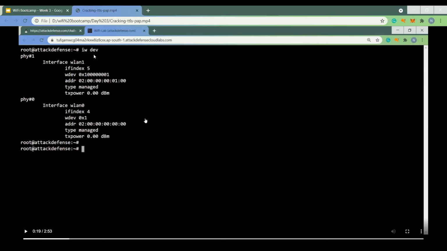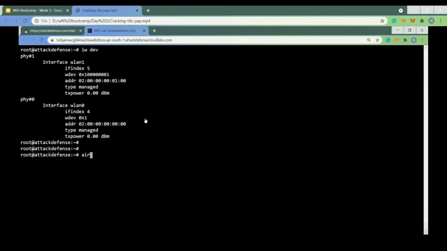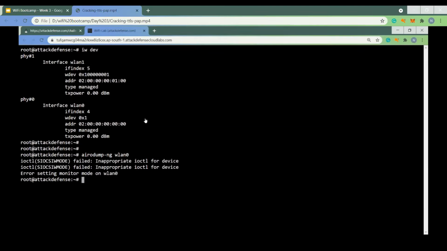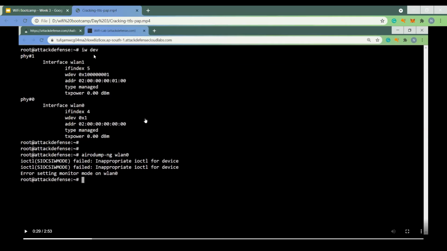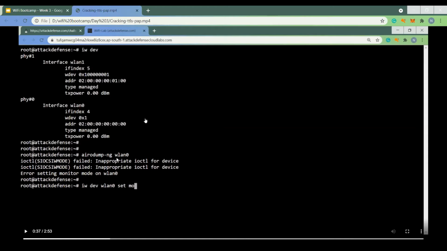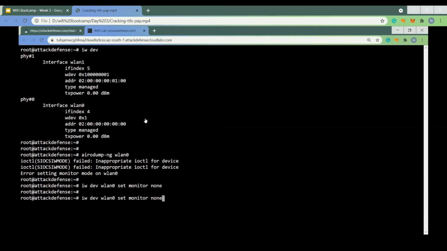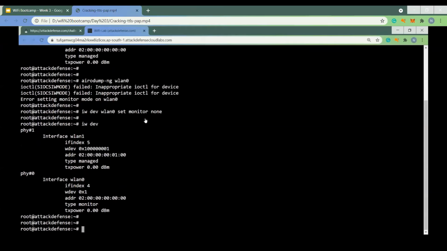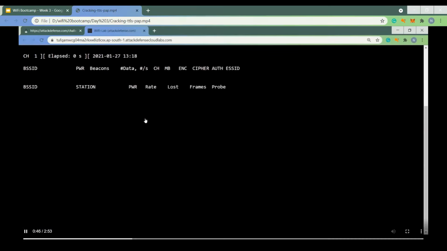So first of all, we are listing the devices that are attached, the Wi-Fi interfaces. We have wlan0, we have wlan1. Then we are going to run airodump-ng on wlan0 to get a lay of the land. If it doesn't work like this, then you have to set monitor mode for this network device. So we are now setting it in monitor mode. On some machines, it will work directly. In some cases, it won't, so you have to set the monitor mode. So we have set that. You can see it's in monitor mode now. And now we are running airodump on it.